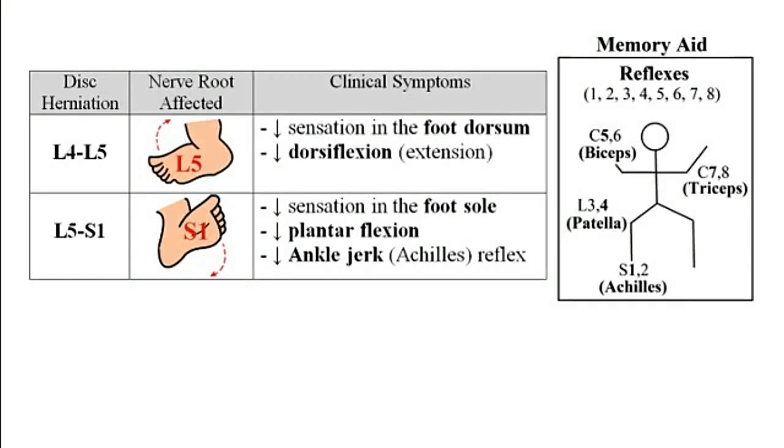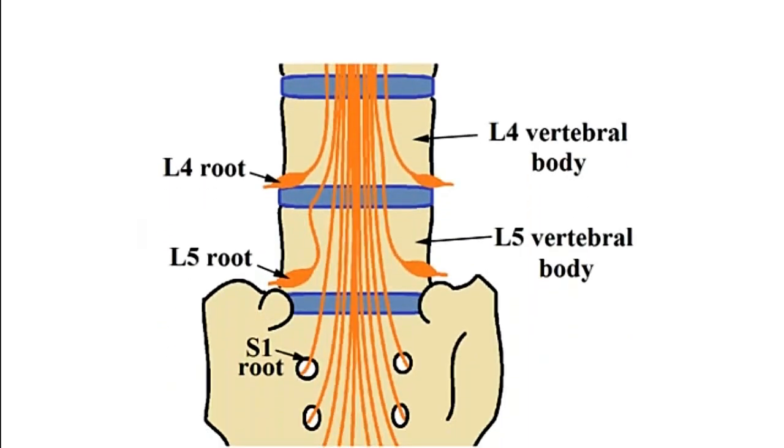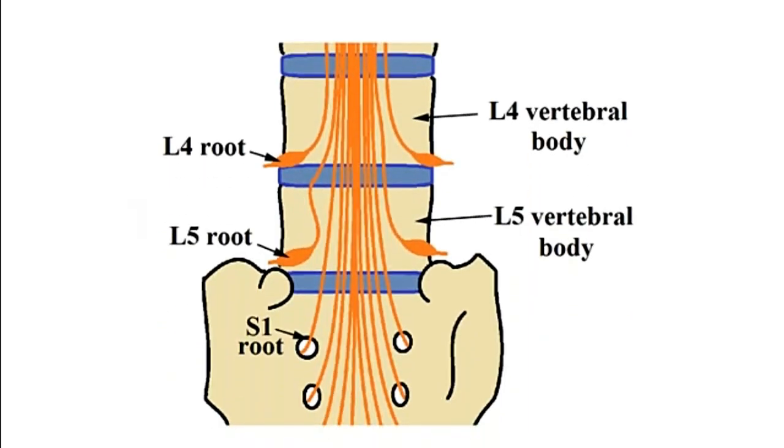In this video, I'm going to review the clinical symptoms that are associated with disc herniations at the levels of L4 and L5, as well as L5 and S1 vertebral discs. Now, what happens with the disc herniation is that at the level of L4, L5, it's the L5 nerve root that will be affected. Likewise, with the L5, S1, it's the S1 nerve root that will be affected. And so let me show you in this diagram why that's the way that the nerves will be affected.